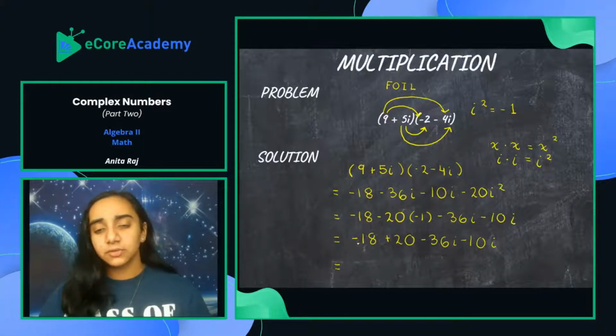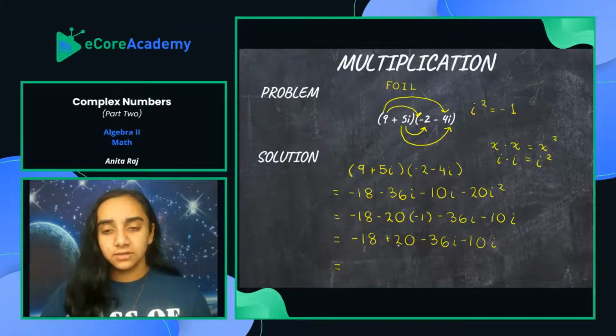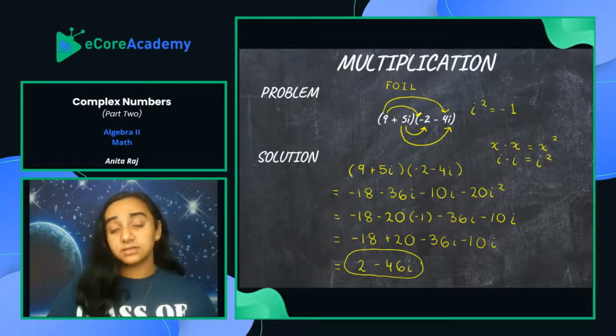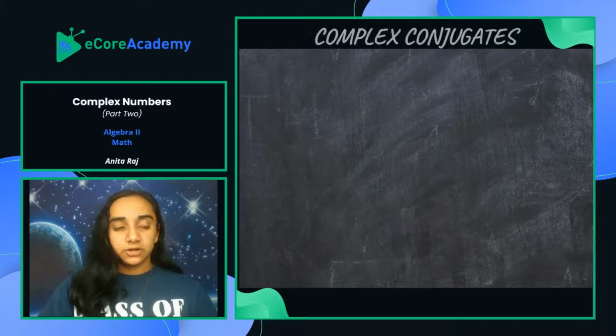And afterwards, now we just have to simplify this so that we get our real and imaginary parts. So we're going to combine our real parts, which is negative 18 and 20. Negative 18 plus 20 is equal to 2. And negative 36 minus 10 is equal to negative 46. And don't forget the i's, because that's the imaginary part. This right here is our final answer. That's how we got to that answer. Let's look at our next problem.